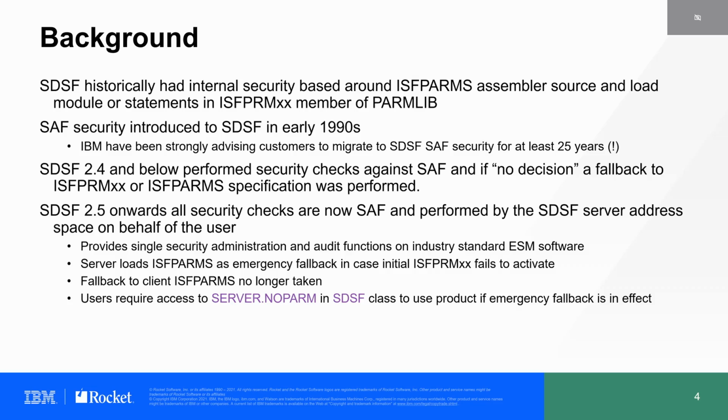We do load in 2.5 an emergency fallback version of ISF PARMS in case your initial ISFPRMxx fails to activate. So we expect to be able to activate our parameters, ISFPRMxx, at server startup. If we can't do that, we will fall back to the load modules, but we will not fall back to your client ISFPARMS for security decisions. So your ISFPARMS load module that's available to your TSO ISPF users, we never reference that at all.